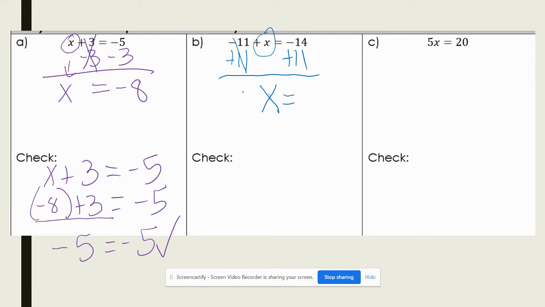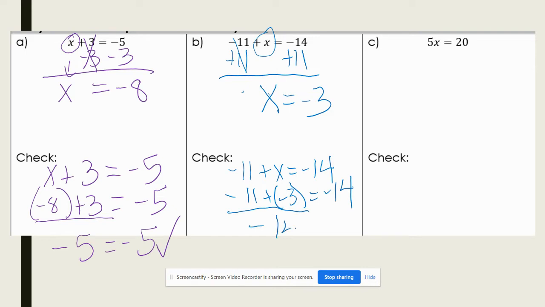Equals, and then negative 14 plus 11 is negative 3. Again, if we want to do the check, we have negative 11 plus x is equal to negative 14. We're saying that x is equal to negative 3, so we would plug that in. Negative 11 plus negative 3 is negative 14. Negative 14 equals negative 14, and that's a check.